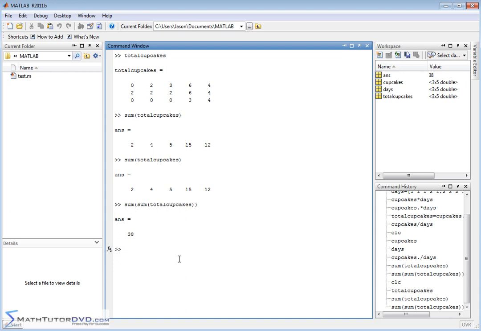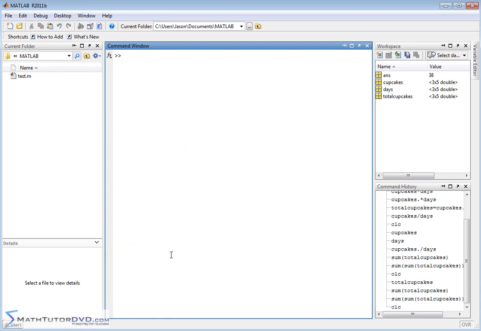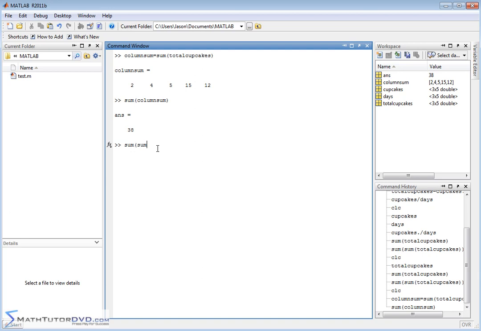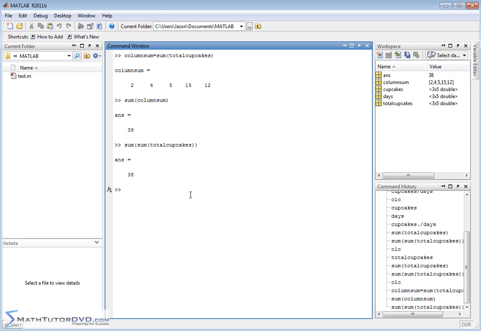So when you do it like this, a clearer way to figure that out is to do column sum is equal to the sum of total cupcakes. I can create another variable, which is the sum of the columns of each of these people, and I'm going to make it equal to the sum of the matrix total cupcakes. It's going to give me a vector back, the sum of each of the columns of the people in class, and then I can apply the sum function to this, which we have learned how to do before, and you get 38. It's exactly the same thing as saying sum of sum of total cupcakes. It's going to give you the exact same answer either way. Two ways of doing the same thing.